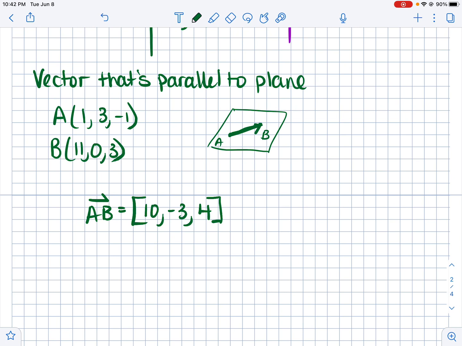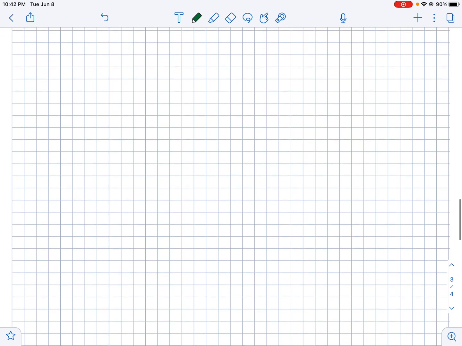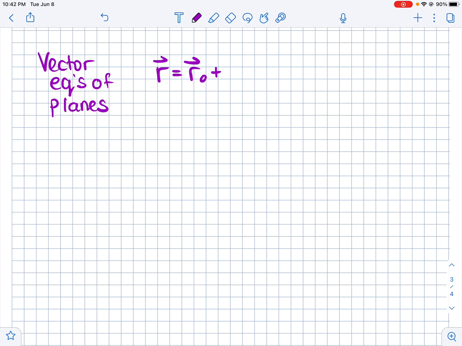Okay, we also are able to make vector equations of planes. So I'll just show that. So we can actually create vector equations of planes. And vector equations of planes look like this. R equals R naught plus a parameter t, and then I'll say vector A plus a parameter s multiplied by vector b.